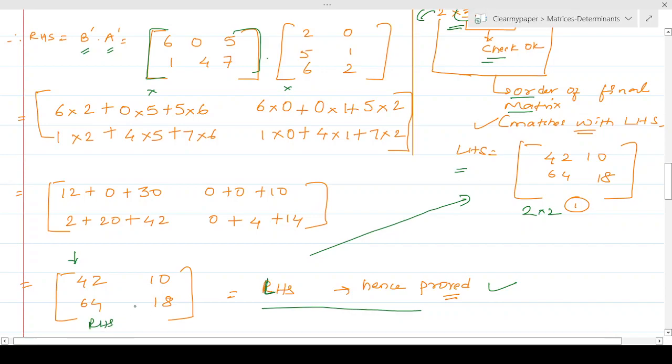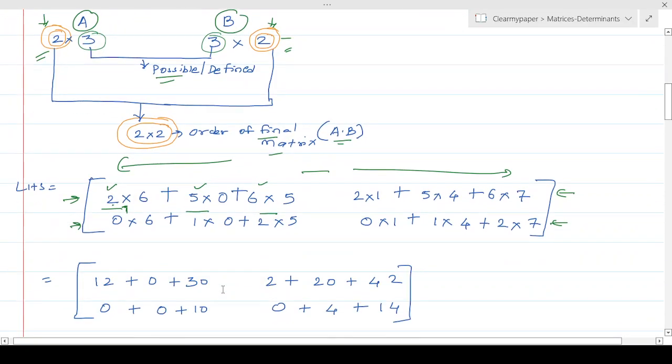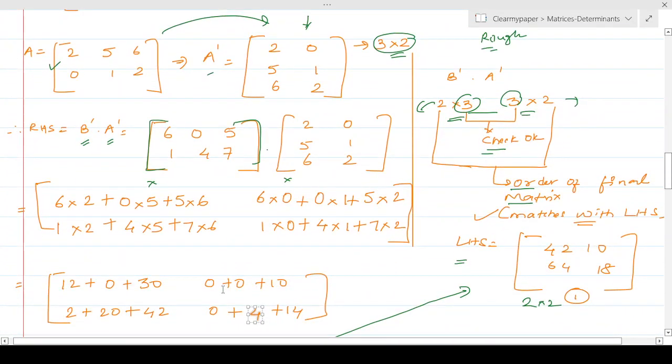So hence we prove that the left hand side and the right hand side are same, and hence the question is kind of proved. Whatever they're asking, we are proving that. So that's what this example is all about, right? So we have proved this. And the next example, again, it's the same pattern.